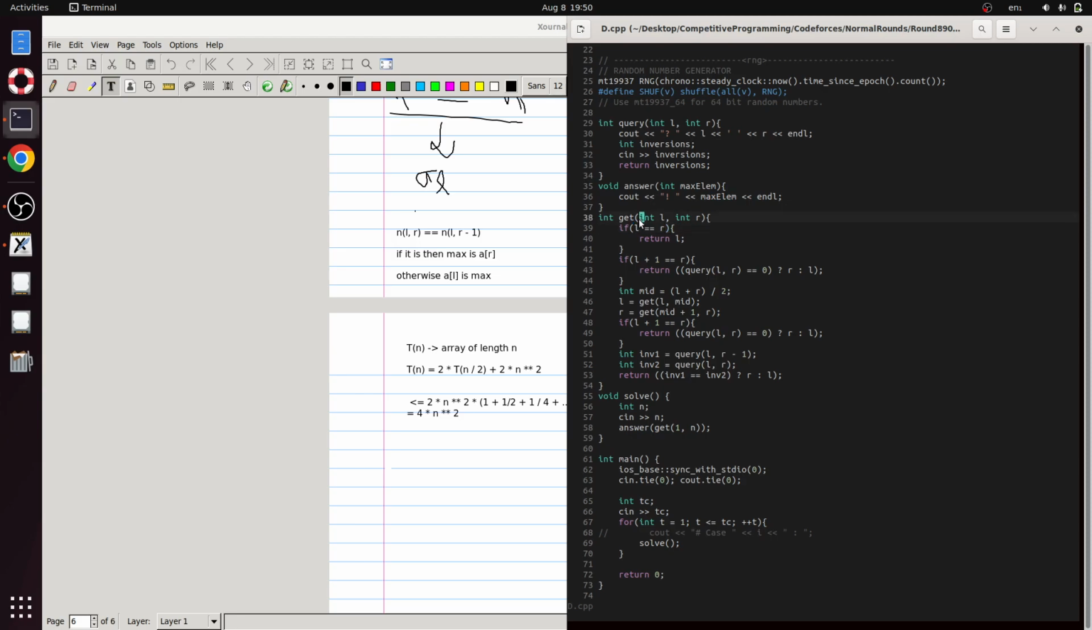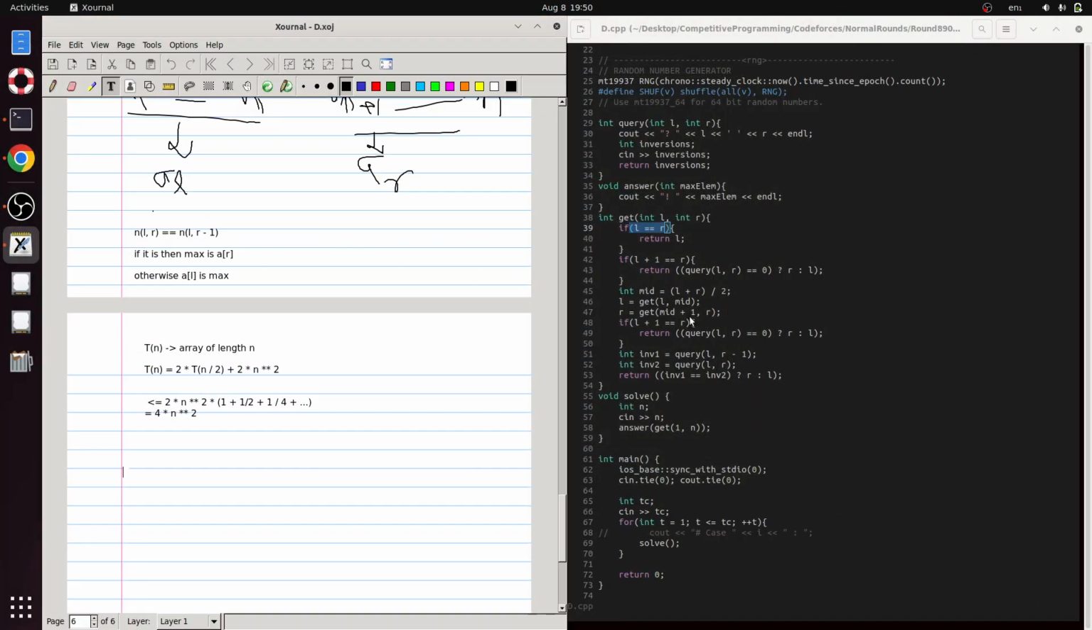Because we are doing something like a binary search, I have written this function get L till R, which gives us the maximum index from L till R, and we are answering get from 1 till n. So first, if L is equal to R, then we just return L.